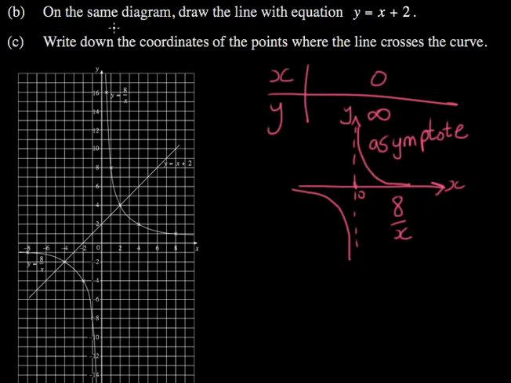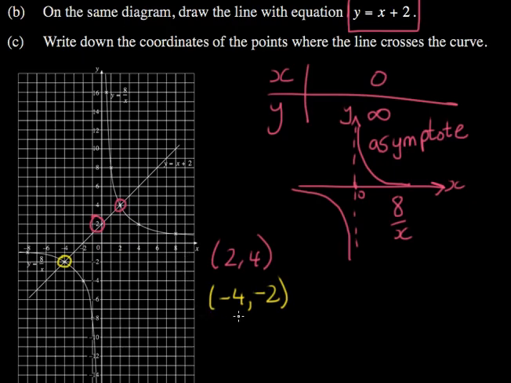And it's asked then on the same diagram to draw the line with the equation y equals x plus 2. And that's this straight line here that goes through at 2 and has a gradient of 1. And it says write down the coordinates of the points where the line crosses the curve. And that's going to be one point here and the other point here. So the first coordinate will be 2, 4, and the second coordinate will be -4, -2.